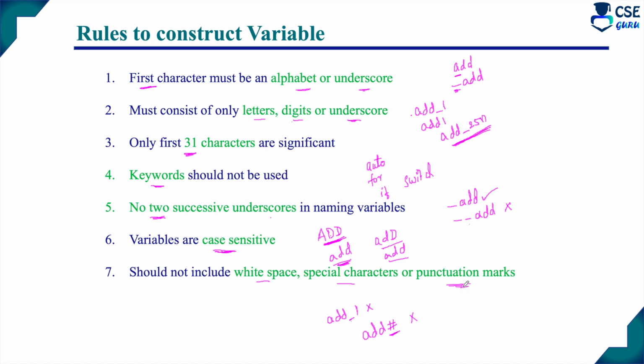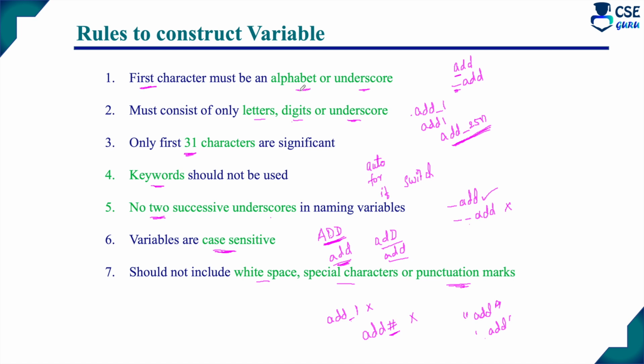And a punctuation mark also you should not use, like add within double quotes or add within single quotes. Likewise, you should not include punctuation marks. This is also invalid. So these are all the rules to construct a variable.